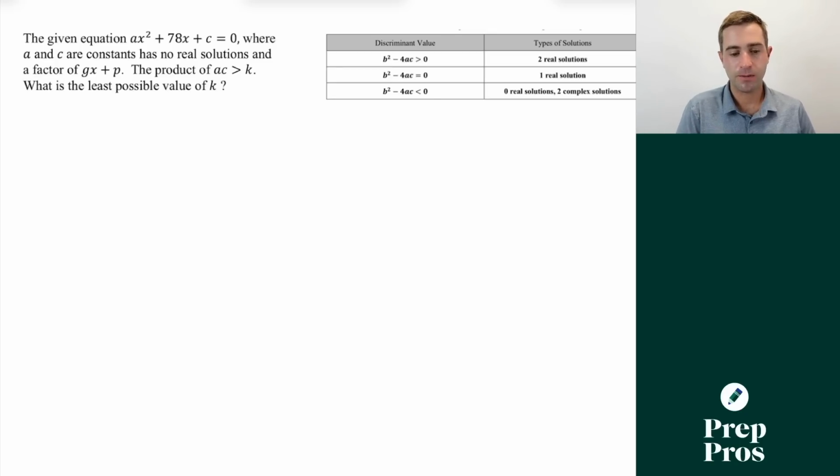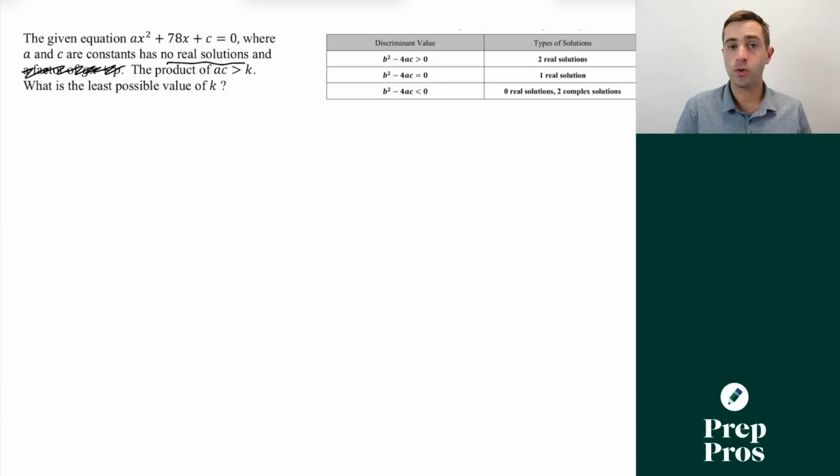So here we see the given equation ax squared plus 78x plus c equals 0, where a and c are constants, has no real solutions, and a factor of gx plus p. The product of ac is greater than k. What is the least possible value of k? Now, don't worry about this factor part. This is just the SAT throwing in more information to overwhelm you.